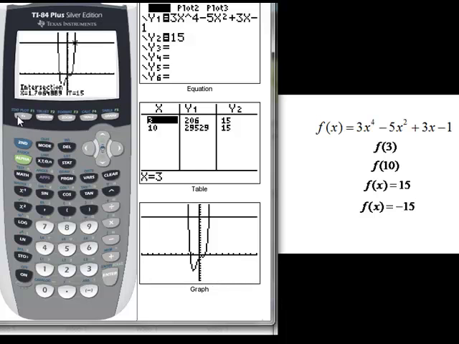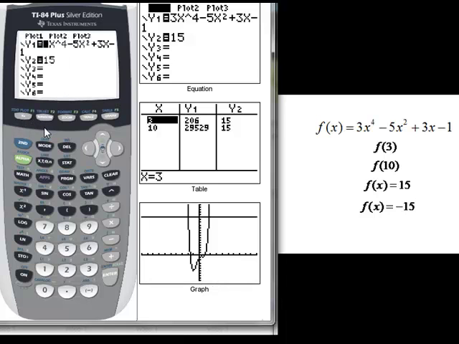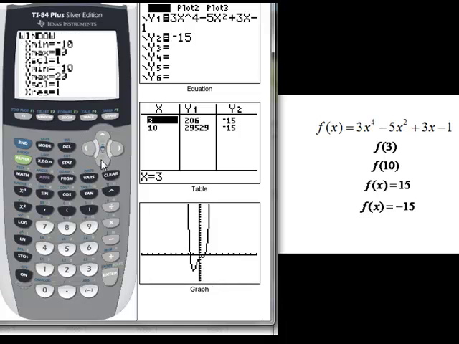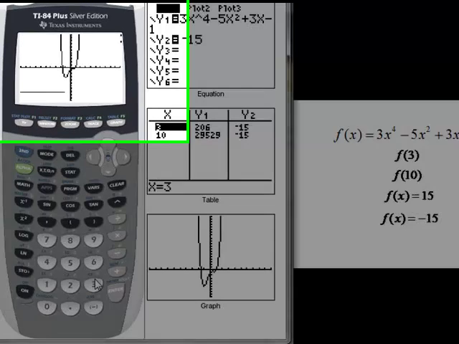Last, we had to find where the output is negative 15. We go back to our y equals. Let's change that positive 15 to a negative 15. And just like we had to change the window before, we're going to have to change it again. Let's make sure it goes down to negative 20. And we graph. And we'll get our function and then our line at negative 15.